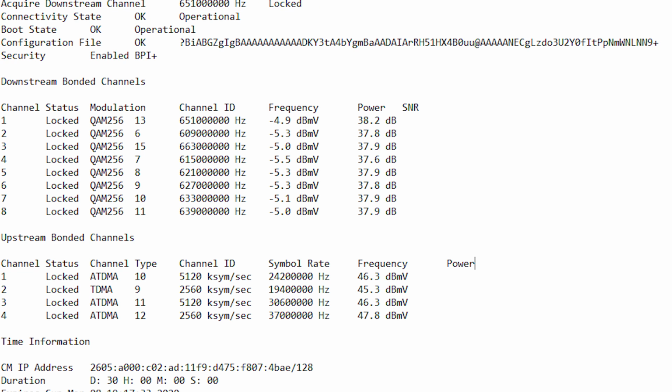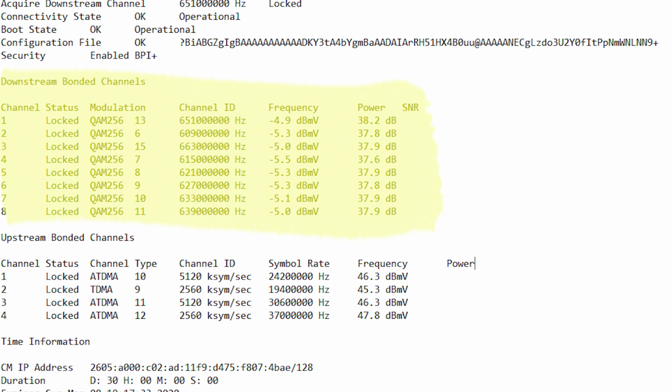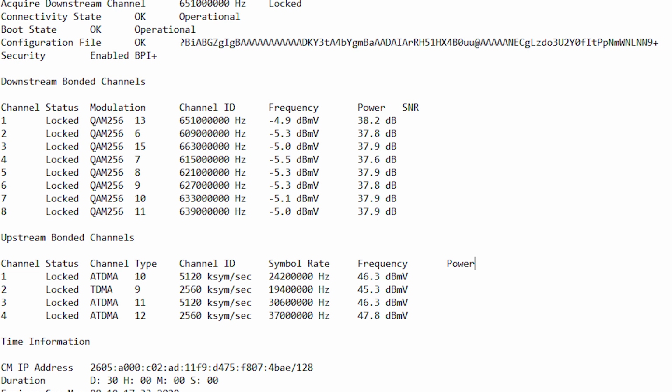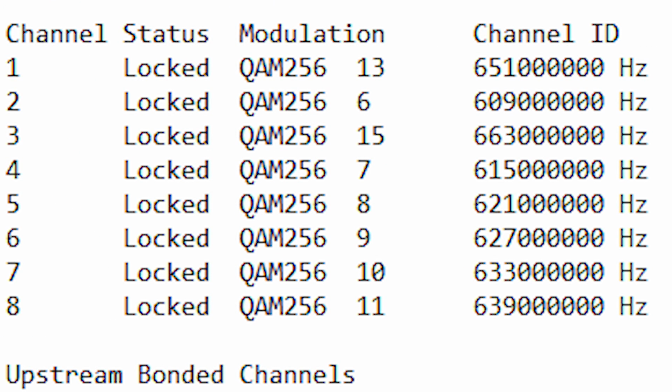Now, we also have a chart here that lists the downstream bonded channels. These are listed 1 through 8. These are available channels to use. I'm assuming these are the channels that have been allotted specifically for my cable modem. And these are all modulated as QAM 256. And these are ranging in frequency from about 651 megahertz to 609, 663, 615, 621, 627, 633, and 639 megahertz. We'll go ahead and take a look at all of these on the SDR here in a moment.